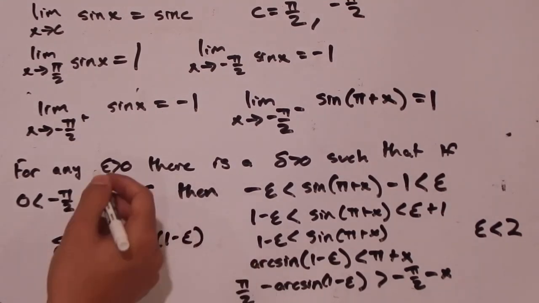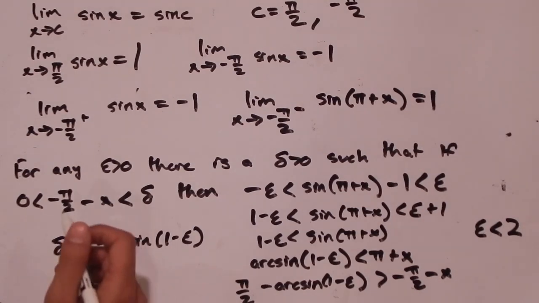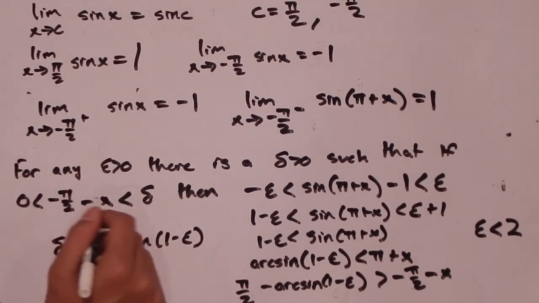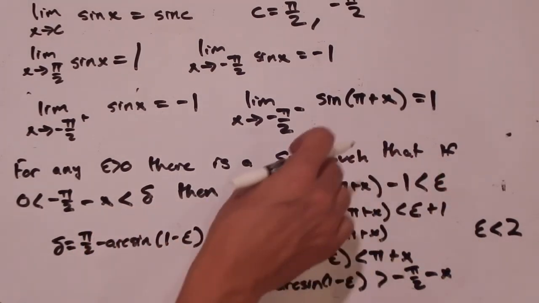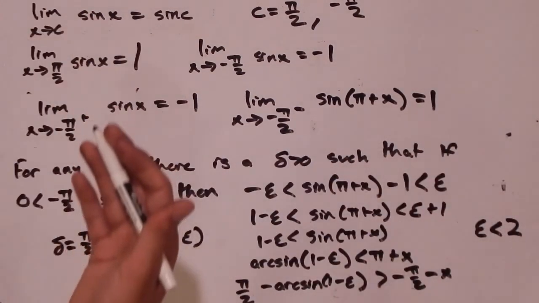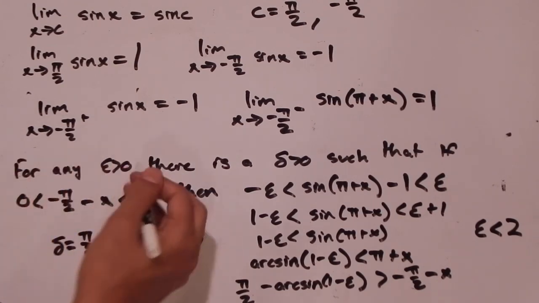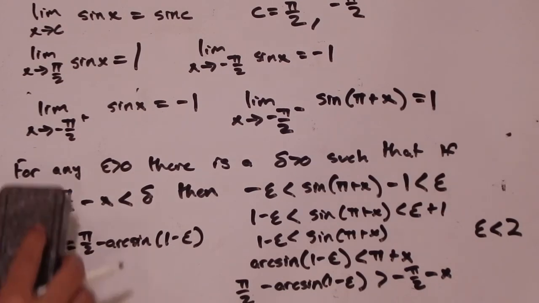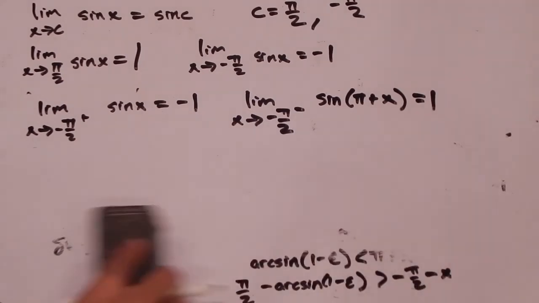epsilon. So for any epsilon greater than 0 but less than 2, if we use a delta value of pi over 2 minus arcsine of 1 minus epsilon, then as long as negative pi over 2 minus x is greater than 0 and less than delta, then sine of pi plus x minus 1 will be greater than negative epsilon but less than epsilon. And if we're to get an epsilon value that's greater than 2, then we can just pick one of the delta values we used before for an epsilon value that's less than 2, and it will still work. So we've shown for any epsilon value that delta value does exist, thus proving this limit from the left side of sine of pi plus x.